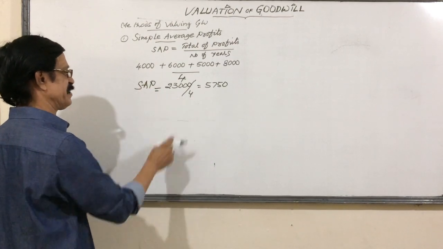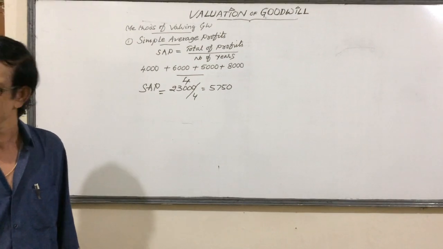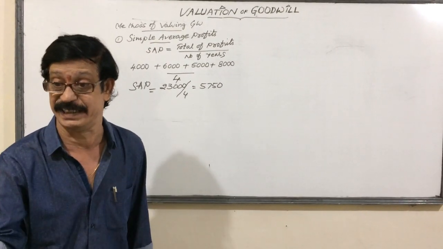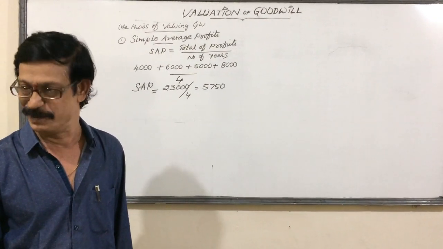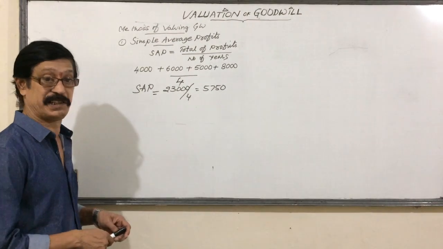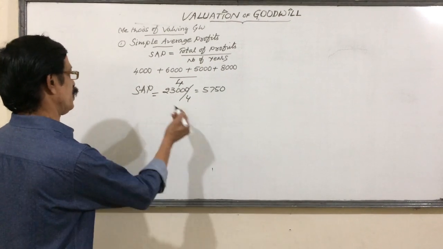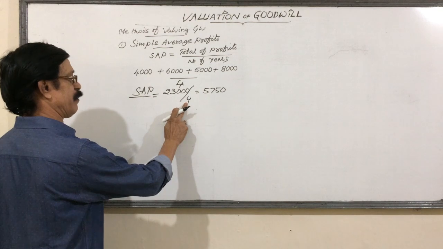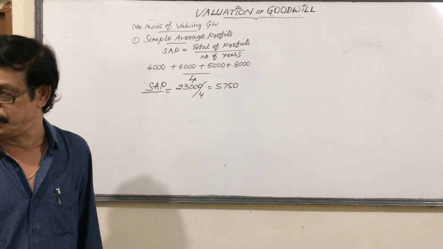Simple average profit is equal to total of profits divided by number of years. Suppose you added 4 years, divided by 4. Suppose you added 3 years only, divided by 3. Understanding or not? It is the simple average. Even in statistics also like that only. That is called arithmetic mean, AM. That is only called average. So, simple average profit is equal to total of profits divided by number of years. We got simple average 5,750.